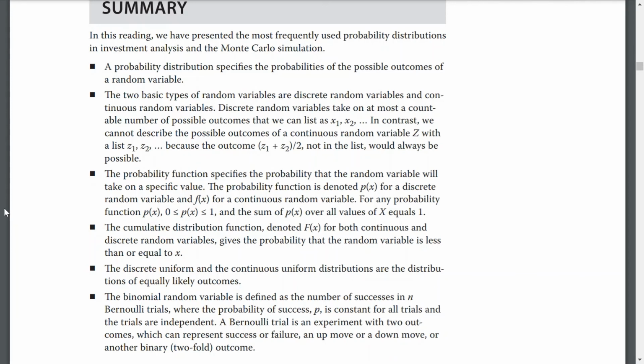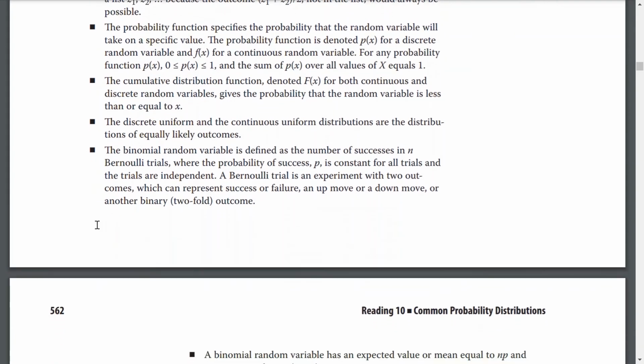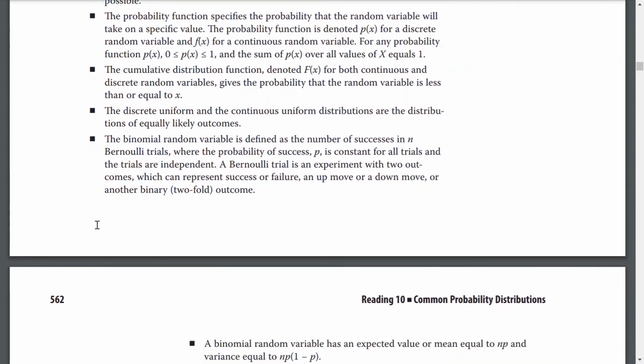The probability function specifies the probability that a random variable takes on a specific value. The probability function is denoted p(x) for a discrete random variable, and f(x) for a continuous random variable. For any probability function, p(x) must be between 0 and 1. The sum of p(x) over all values of x equals 1. The universal set equals 1. The cumulative distribution function, denoted F(x) for both continuous and discrete random variables, gives the probability that the random variable is less than or equal to x.